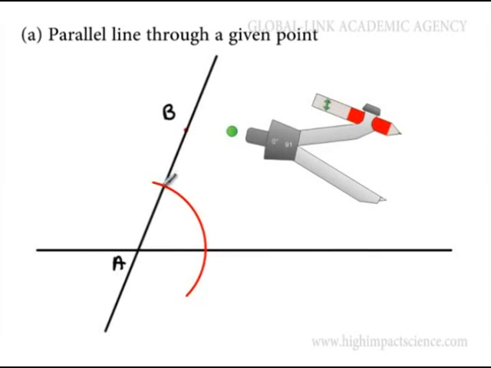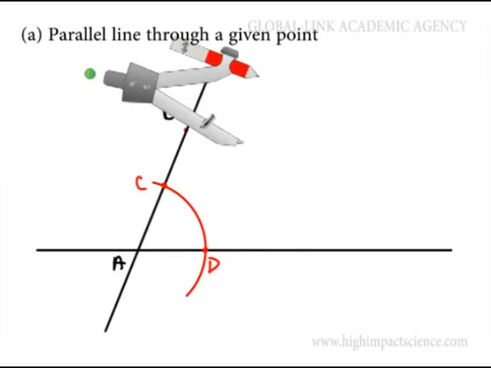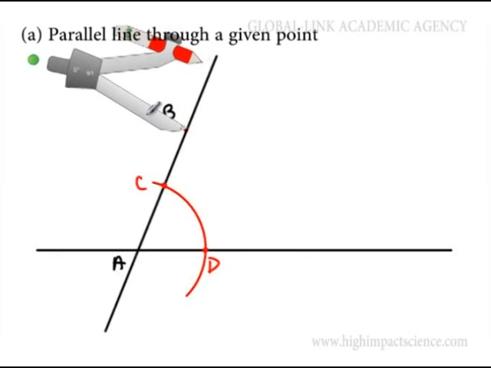You can label these intersection points C and D. Without changing the compass radius, place it at B and again make an arc.